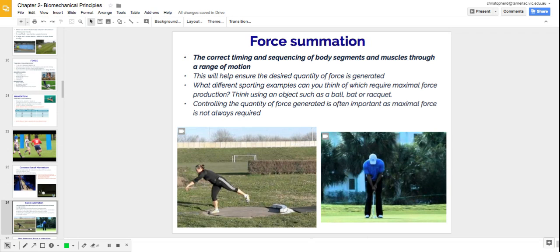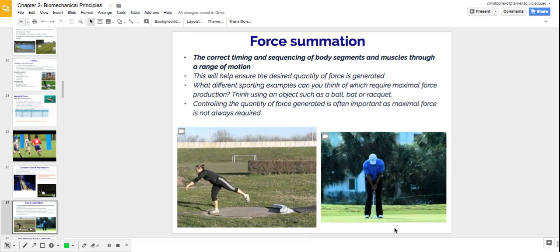Okay, so if we want to get maximal force production, for example, when we're looking at our shot putter here, we want to make sure that we get the correct timing of our body segments. There is no point trying to use our shoulder and our hand or elbow before we use our legs. Okay, so controlling the quantity of force generation is often important.